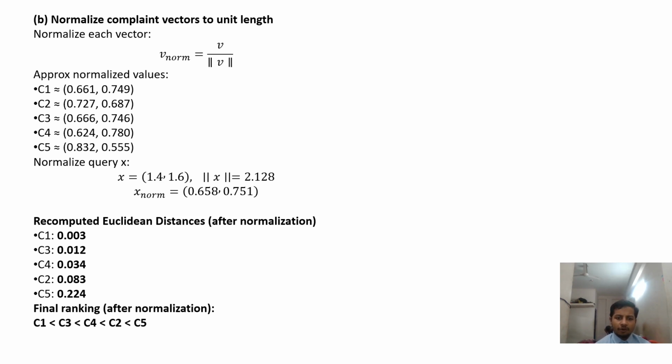Recalculate Euclidean distance after normalization: C1 is 0.003, C3 is 0.012, C4 is 0.034, C2 is 0.083, C5 is 0.224. The final ranking after normalization is C1 < C3 < C4 < C2 < C5.